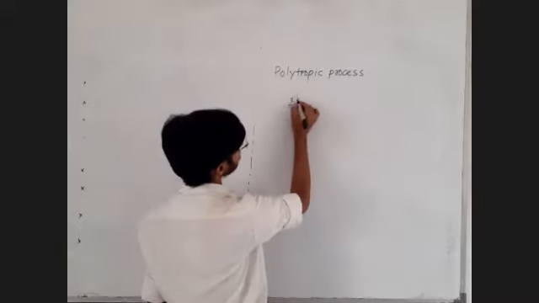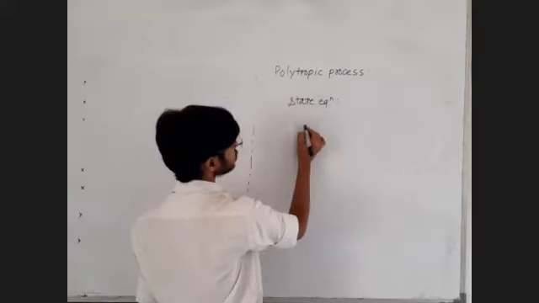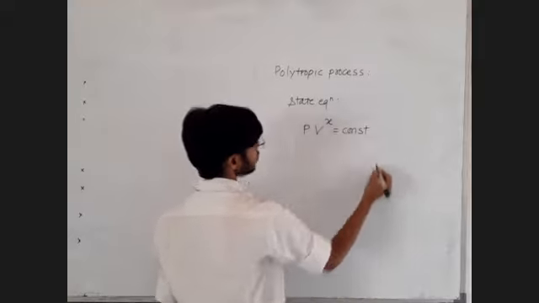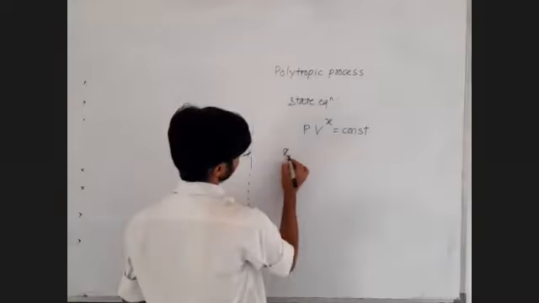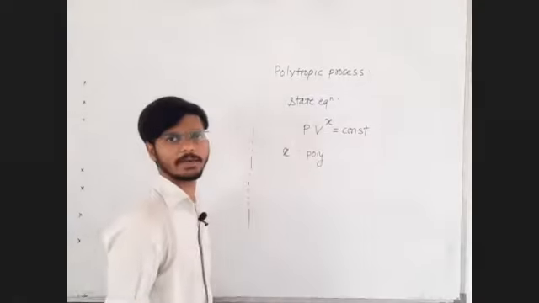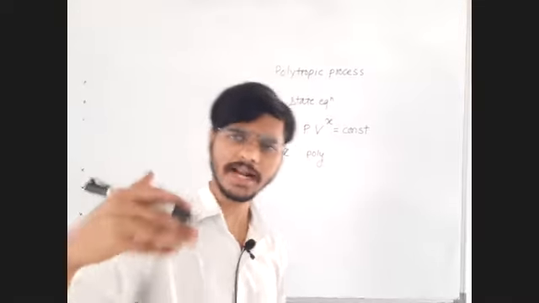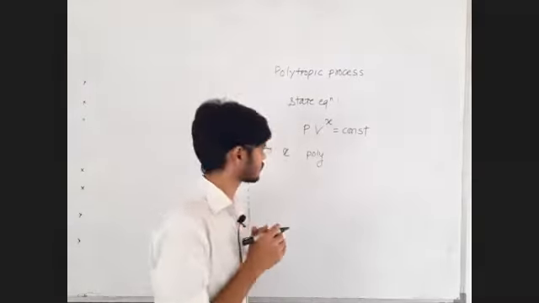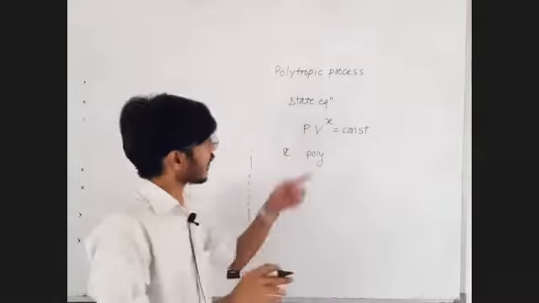The state equation of the polytropic process will say that PV raised to x is equal to constant. PV raised to x is equal to constant. Now this x is called the polytropic index. Just like in the adiabatic process, guys, we have PV raised to gamma equal to constant, and gamma is called the adiabatic index. Just like that, this x is any general index which can be equal to gamma, which may not be equal to gamma, which can be equal to 1.